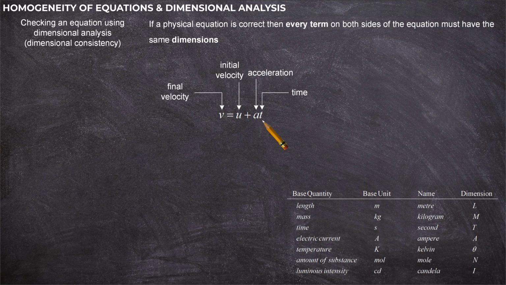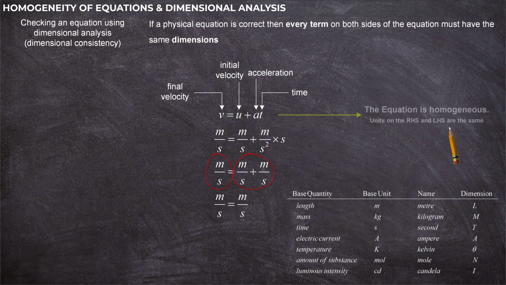One way we can check the validity of this or any physical relation, that is an equation, is by entering the correct units for the physical quantities in that equation. In base units, the velocities are meters per second, acceleration is meters per second squared, and time is in seconds. The second term on the right-hand side can be reduced to a meter per second. A meter per second added to another meter per second will result in a meter per second. Hence, the equation is said to be homogeneous, which means that the units of every term in the left-hand side and the right-hand side are the same.